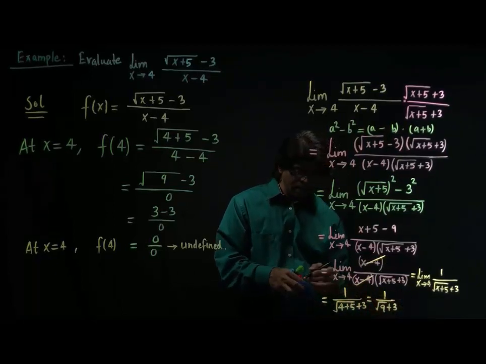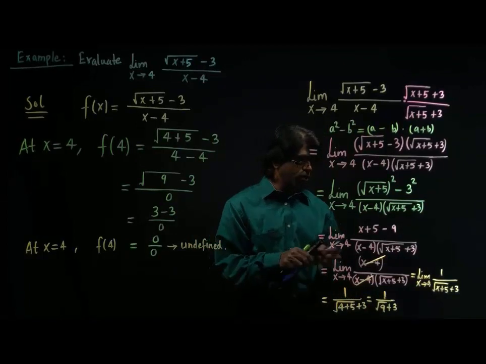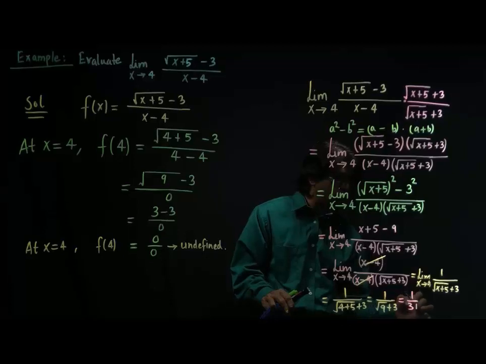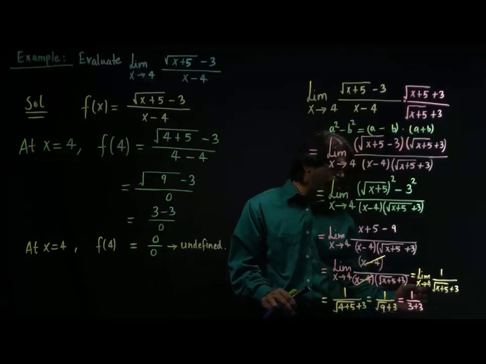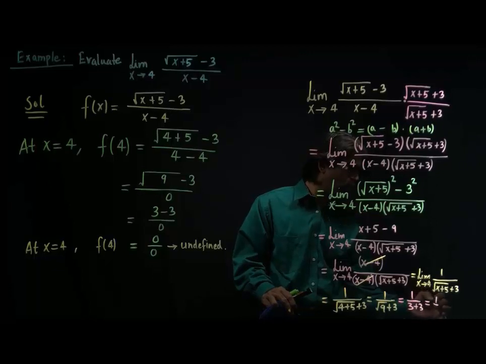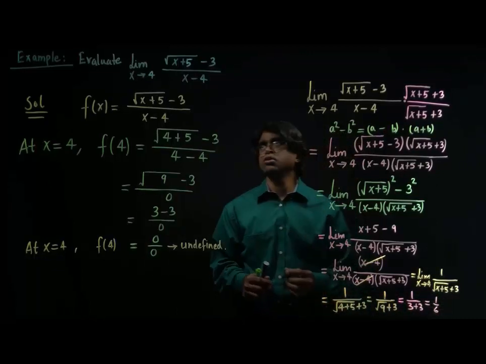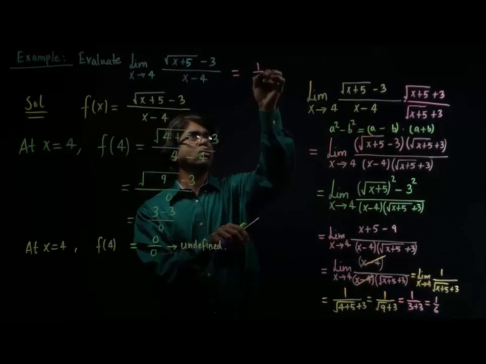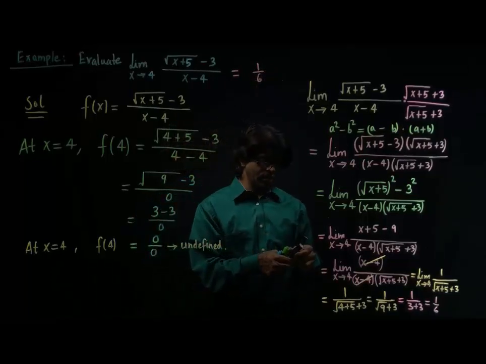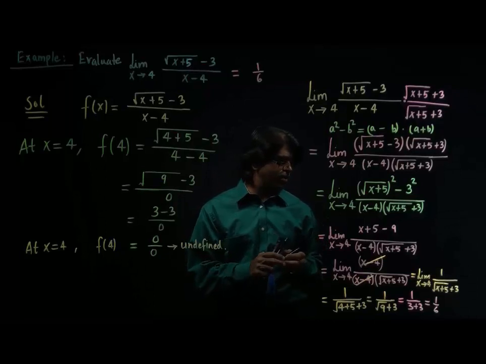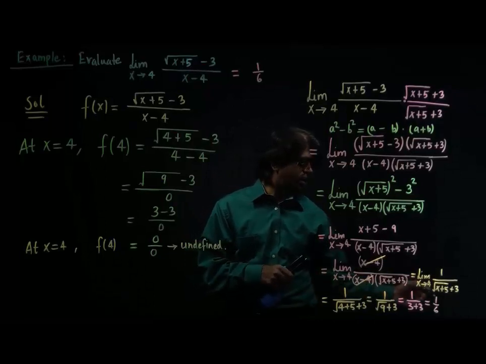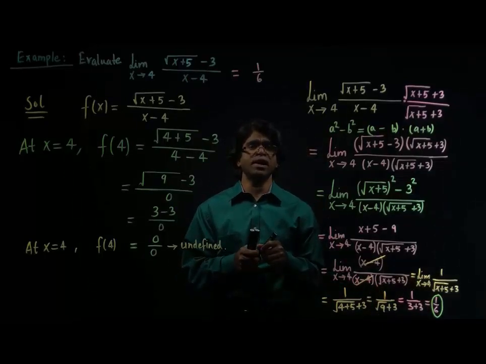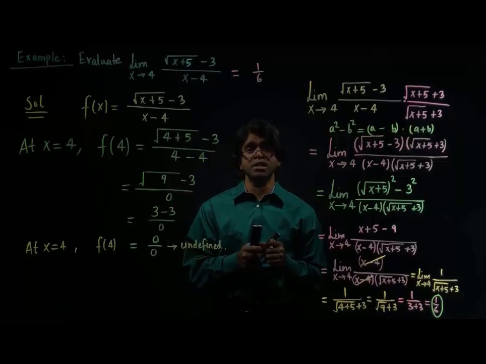The square root of 9 is 3, so I have 3 plus 3, and 3 plus 3 is 6. So I will write 1 over 6. The limit of this function is 1 over 6, which is the limit of the given function as x tends to 4. And this is how we find the limit of any given rational function.